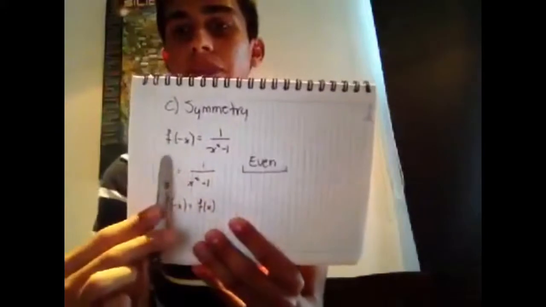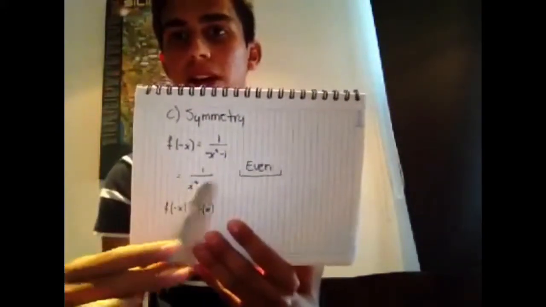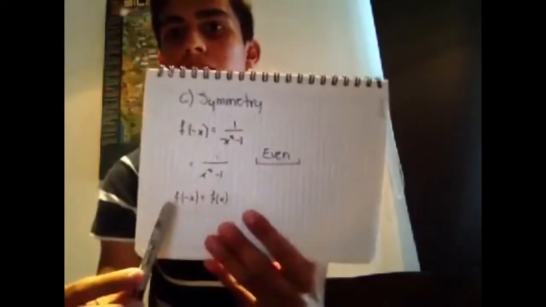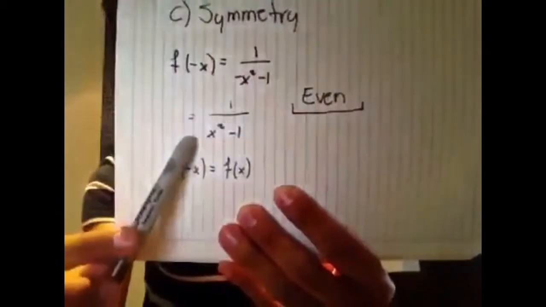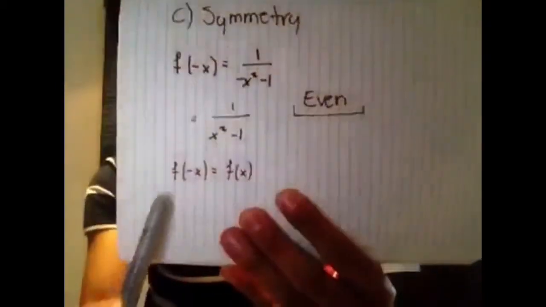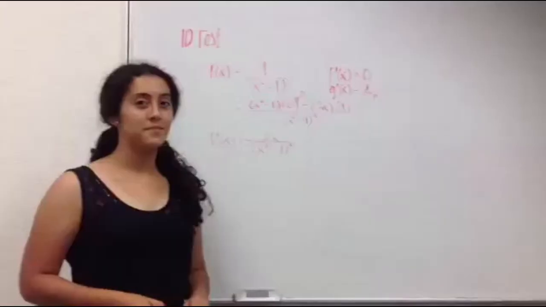For part C, we need to find the symmetry. So the whole function is going to be f of minus x equals 1 over minus x squared minus 1. Then minus x multiplied by itself gives us x squared minus 1. So f of minus x equals f of x, making the function even.